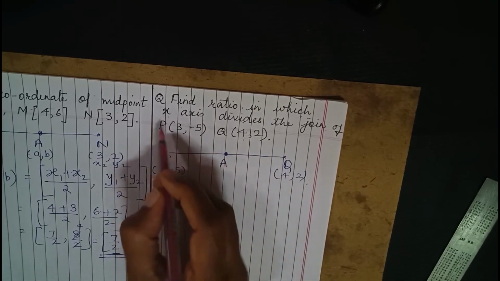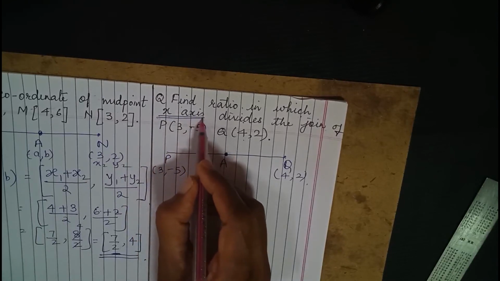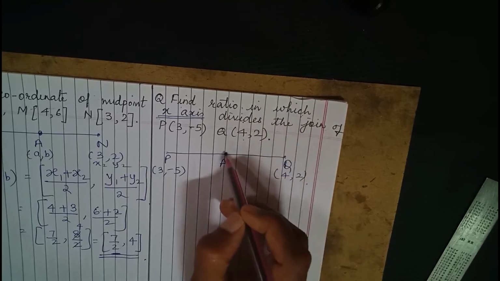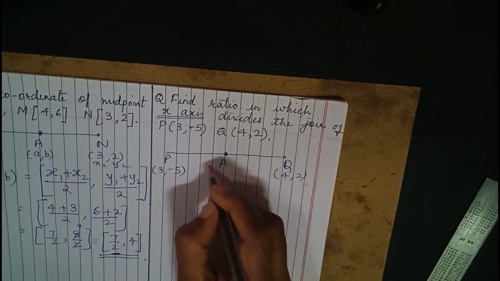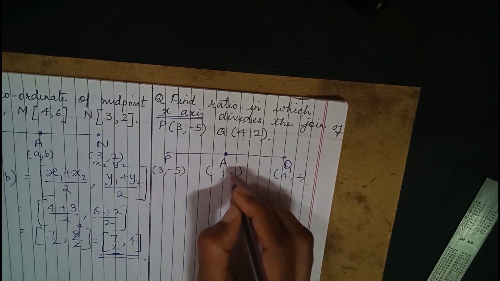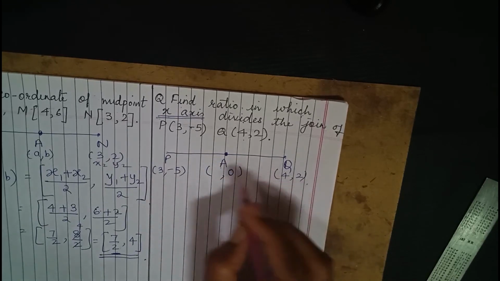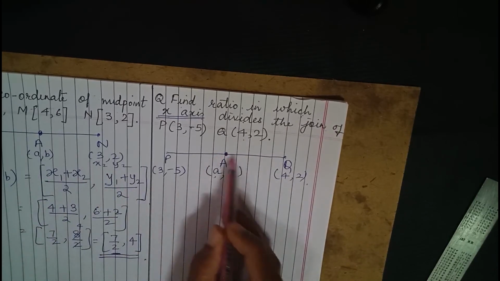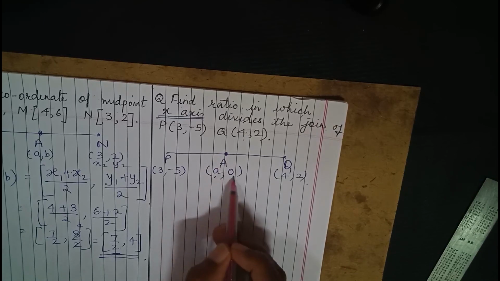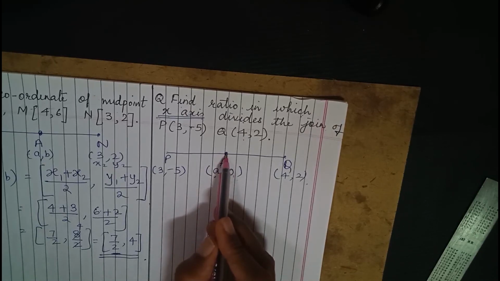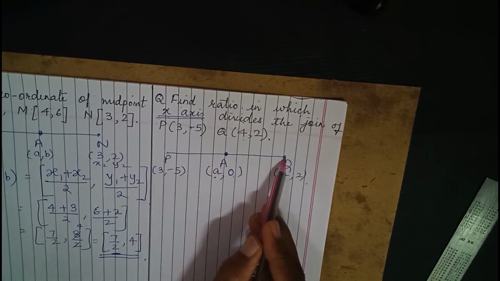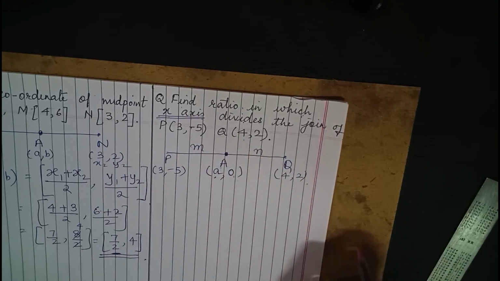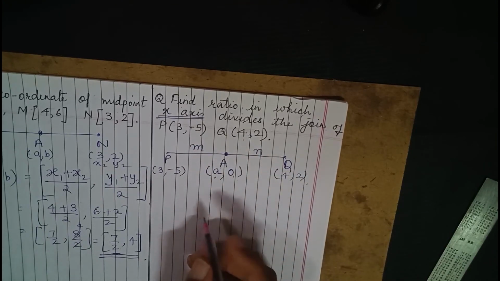Now this point A is on the x-axis. That is what the question says. The question says the ratio in which the x-axis is dividing, or in other words, this point is lying on the x-axis. Now as you know, on the x-axis, the y-coordinate is always 0. So we just have to assume one coordinate, that is A. So let us say this is the point A having coordinates (a, 0), which is present on the x-axis. And this is dividing the segment PQ. And we have to find the ratio. That means we have to find the value of M and N, or in other words, M is to N.